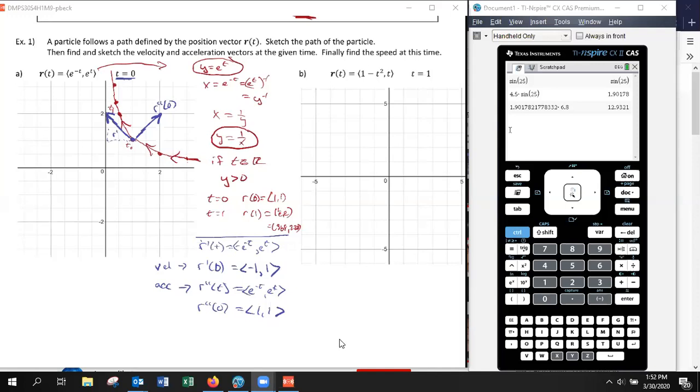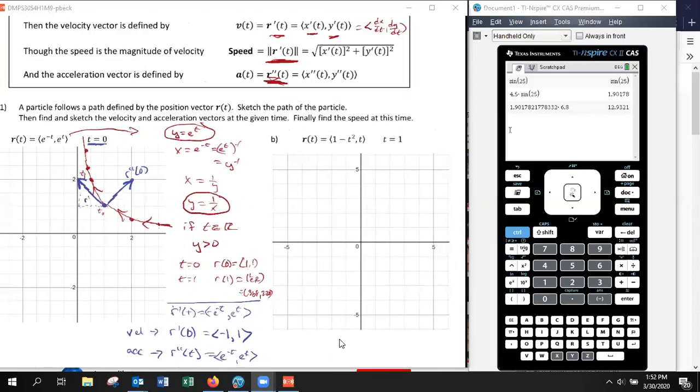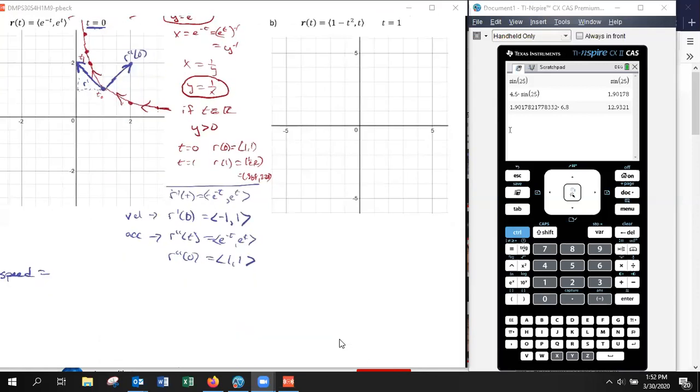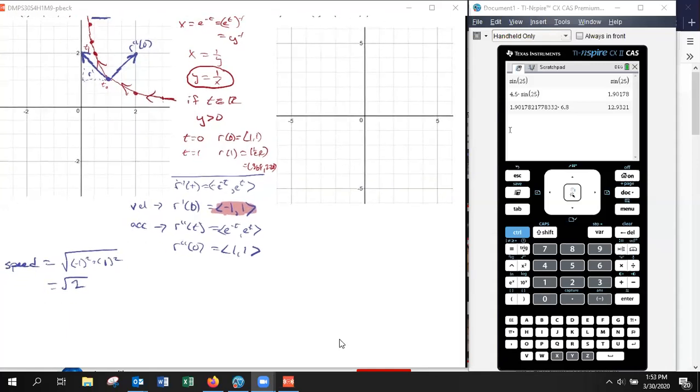Now, what is the speed? Speed is going to equal, if we look back up here, speed is the magnitude of the velocity vector. So speed is going to be the square root of negative 1 squared plus, oops, that one's a positive 1, so negative 1 squared plus positive 1 squared. I'm getting that speed from the magnitude of this vector right here. So that speed is the square root of 2.